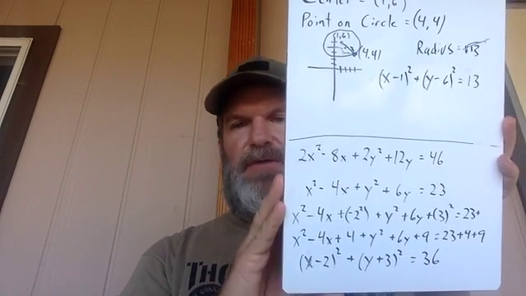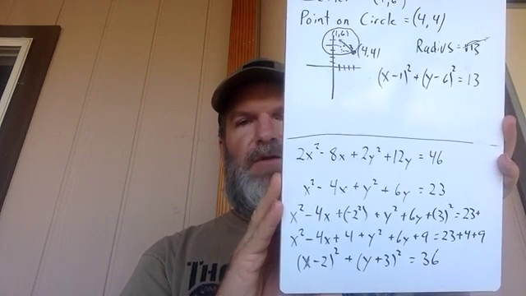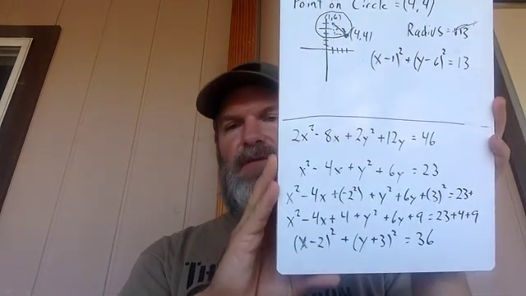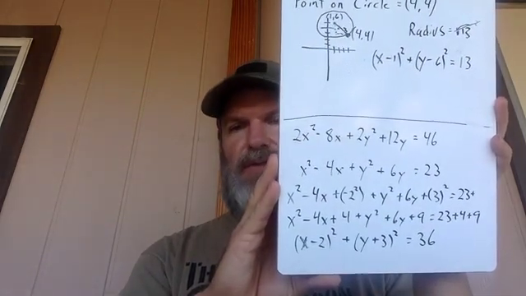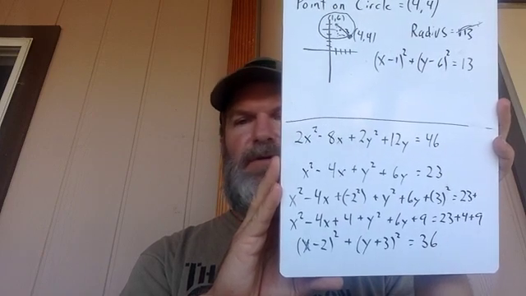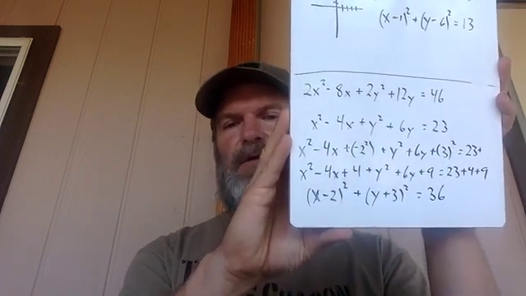You see how right now we have 2x squared and 2y squared? You can't have that if you're going to complete the square. So you have to divide by 2, and you have to divide everything by 2. So that's what that second line is. I split all those terms in half. 2 turns into 1, 8 turns into 4, and so on and so forth, all the way to 46 turns into 23. Now you can complete the square.